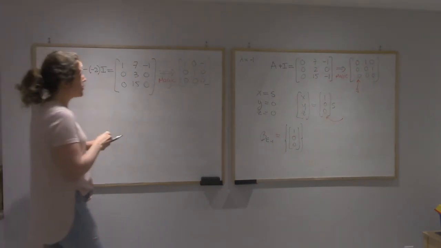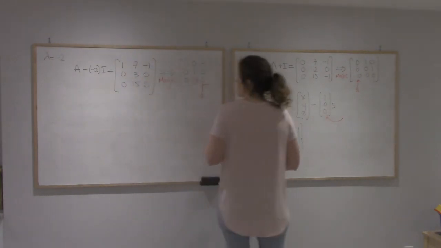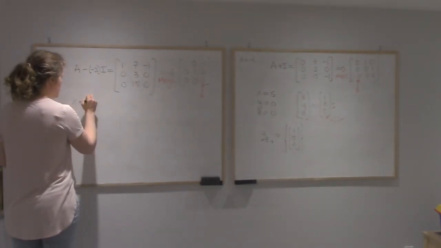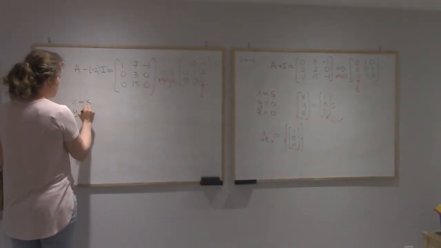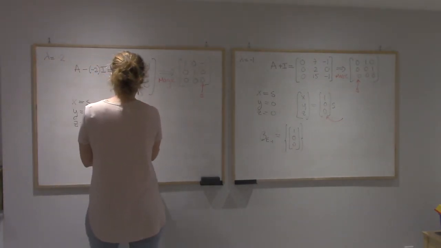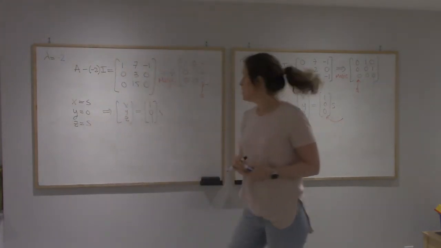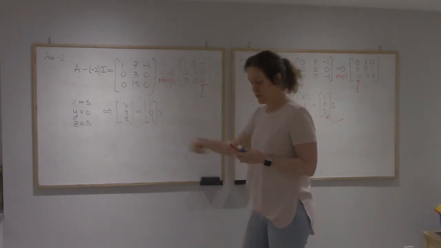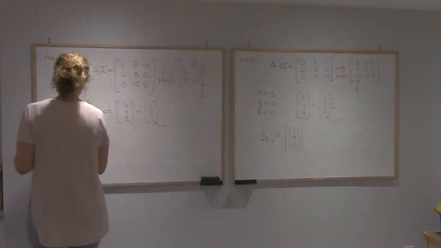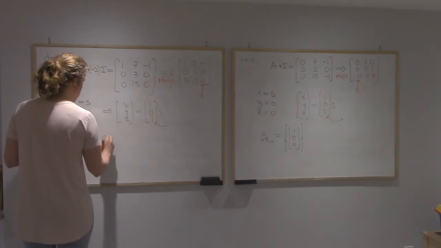Again, I have a free variable. And so we get x is s, y is 0, and z is s. So my eigenspace looks like this. I'm going to use that vector as a basis for it. So my basis for E minus 2 will be 1, 0, 1.